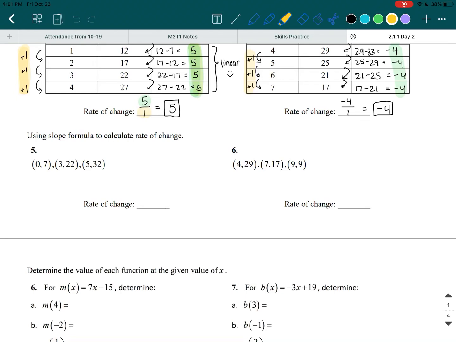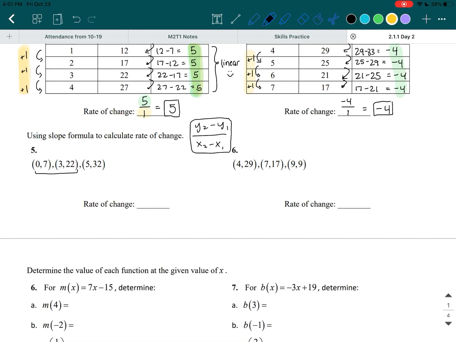Alright, this section is using slope formula to calculate the rate of change. So we're going to do this twice for every problem just so that we can practice using our slope formula. Let me remind you what the slope formula looks like. So this is the formula. And so we're going to choose 2 points.